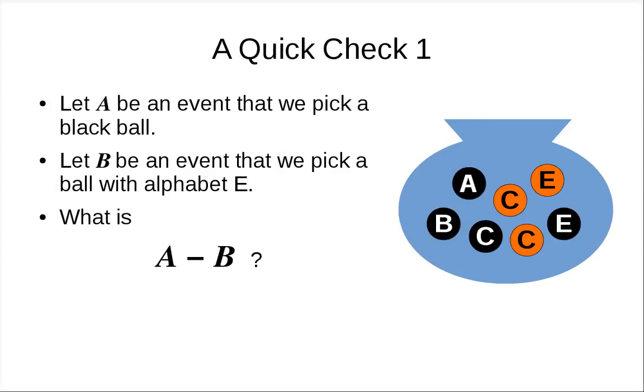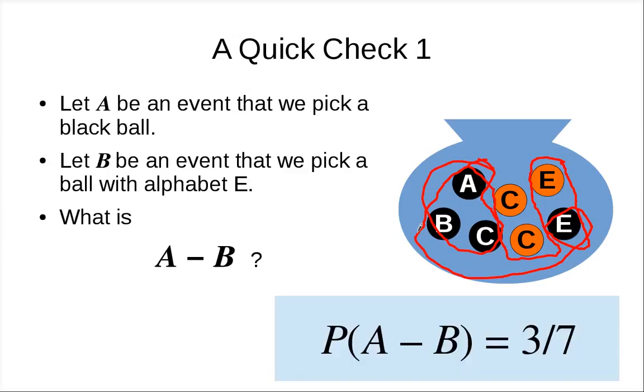Okay, so let's have a quick check before we end this section. Let A be an event that we pick a black ball. Again, where is it? Black ball. Let's try to circle it. Alright, the black ball. And let B be an event that we pick a ball with alphabet E. So it's this one. Alright. So what is A minus B? So it's this set. Okay. So only 3 balls left. So the probability of A minus B is 3/7.